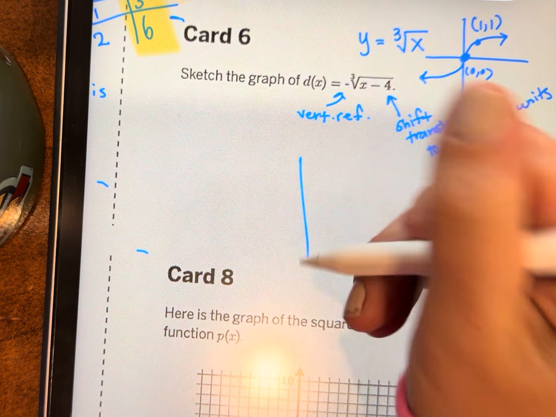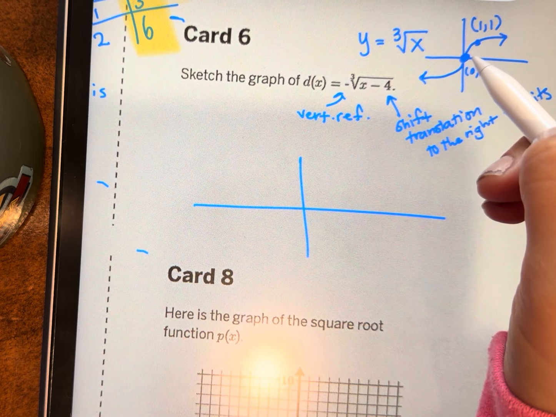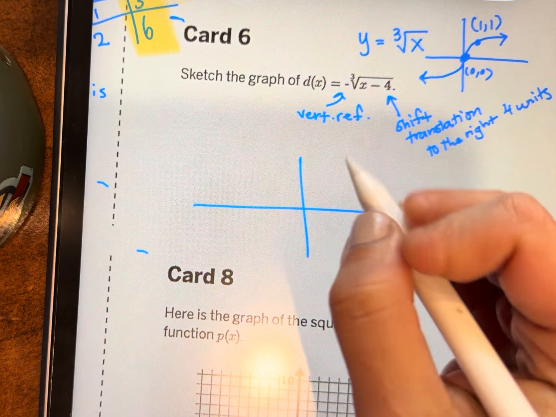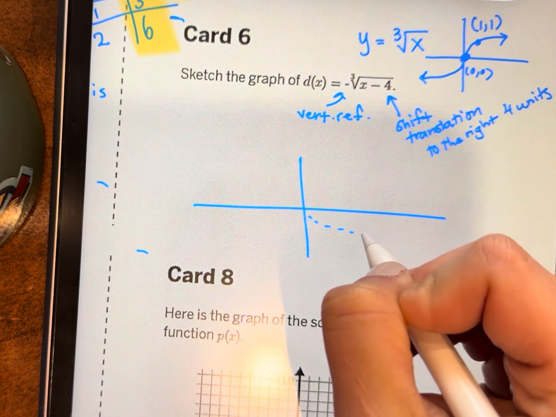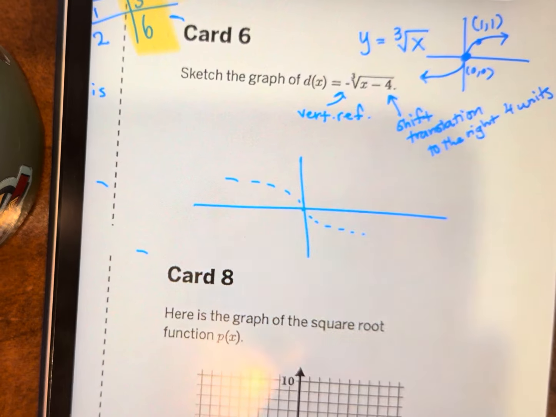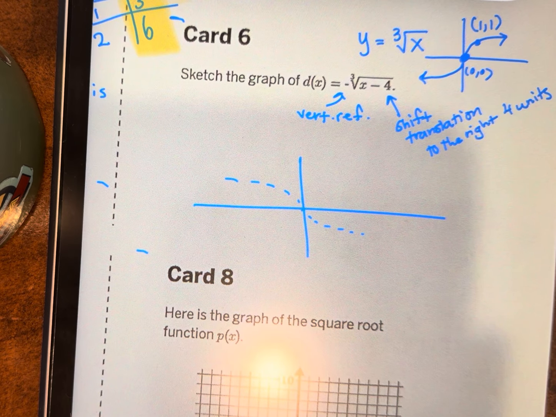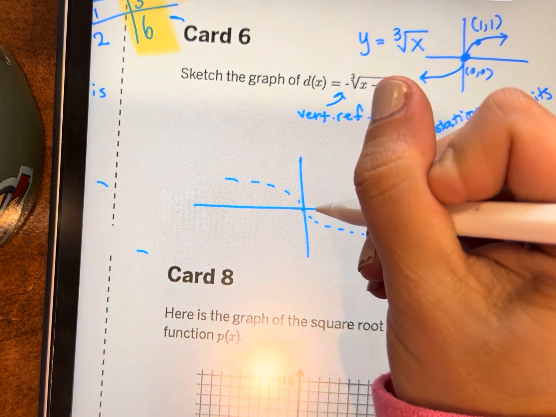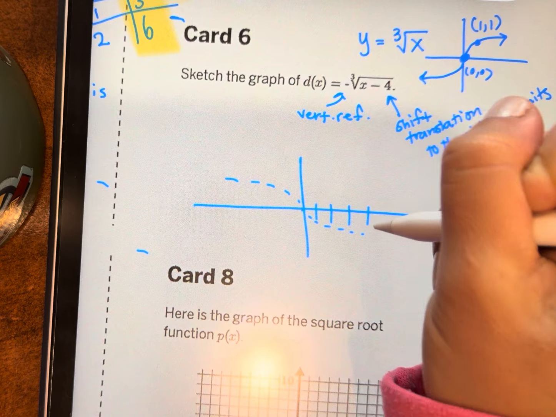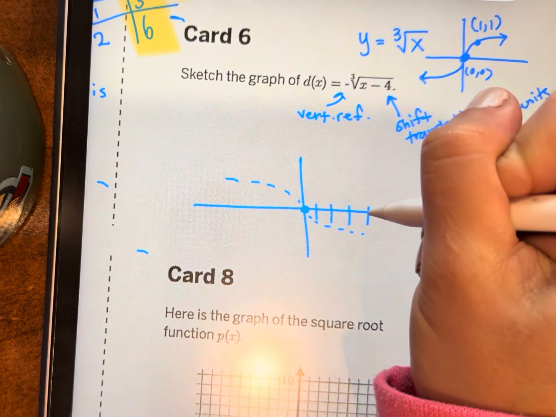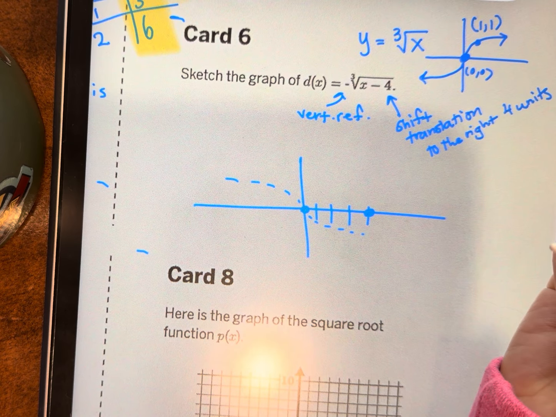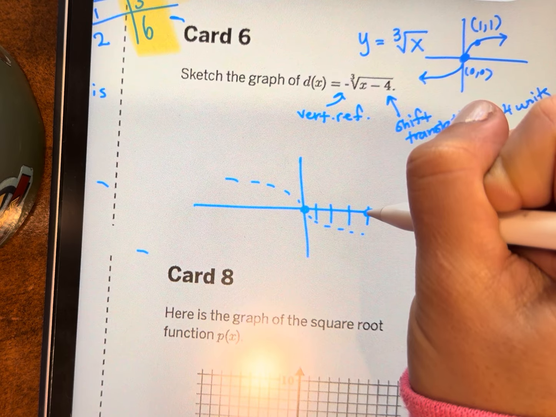So I'm just going to put all this on a graph now. This guy is going to be flipped upside down, like that. And then it's going to go to the right 4 units. So 1, 2, 3, 4. This point is going to go here. And it's going to look like this.